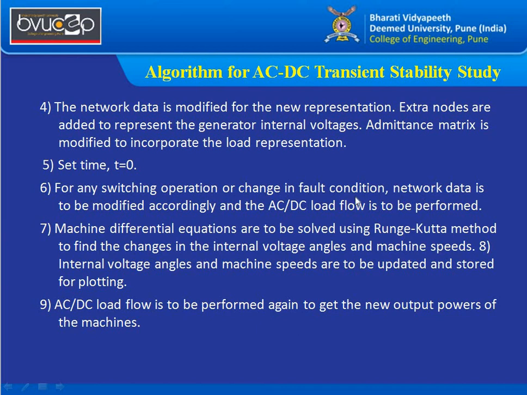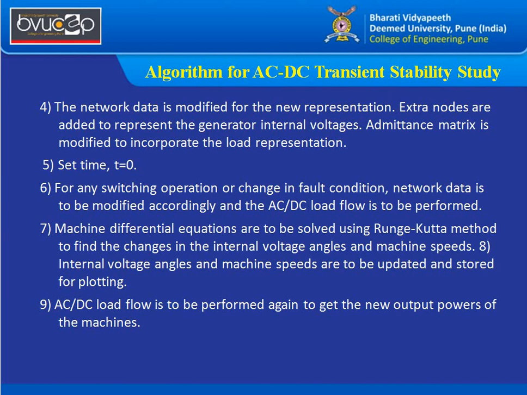So during the switching operation or in any fault condition, network data is to be modified as per the load flow condition, because at the time of switching there is going to be a change in the power flow that we have to calculate. So the machine differential equation can be solved with the help of the Runge-Kutta method to obtain the changes in the internal voltage and the machine speed. The internal voltage angle and the machine speed are to be obtained and stored for plotting.